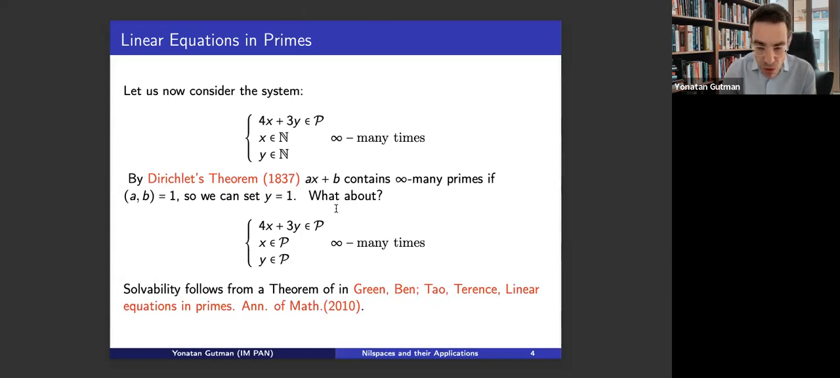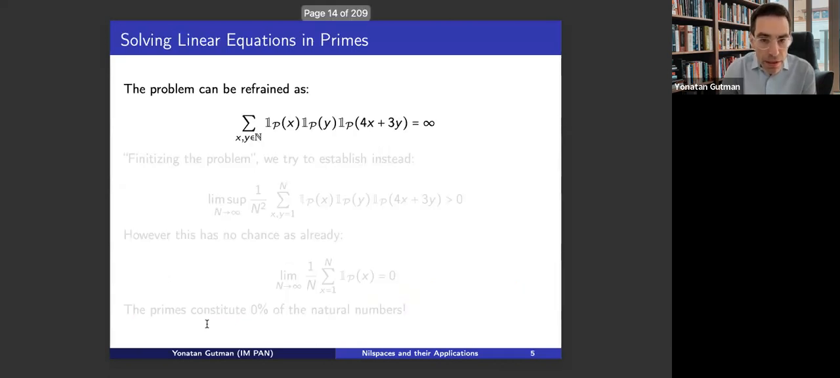And actually, you can solve this infinitely many times. This follows from the paper by Green and Tao, Linear Equations in Primes, from 2010. One could rewrite this problem as saying that the following sum, 1_P(x) 1_P(y) 1_P(4x plus 3y), diverges. Then we will have infinitely many solutions.